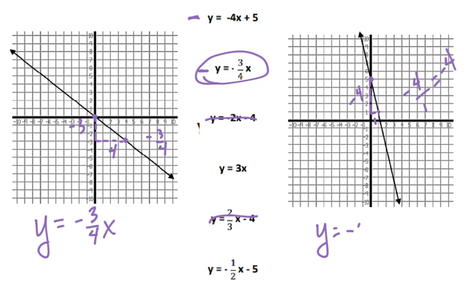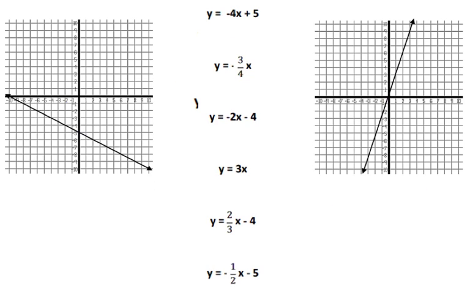So y equals -4x. Put your slope first, then tack the x onto the end. And we said our y-intercept was at 5, so plus 5. So that was the correct slope and y-intercept for that line. All right, our last two. So these are the equations that we've used.